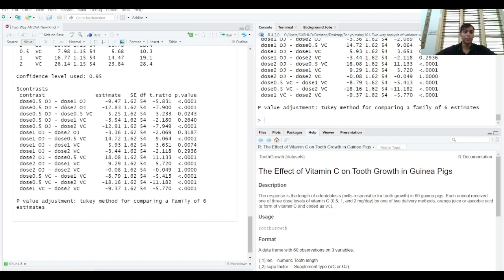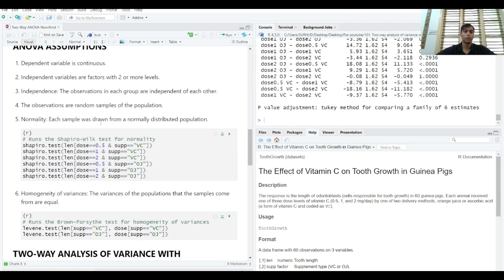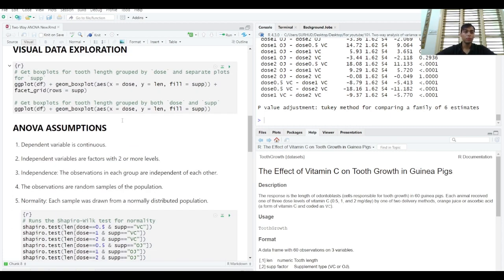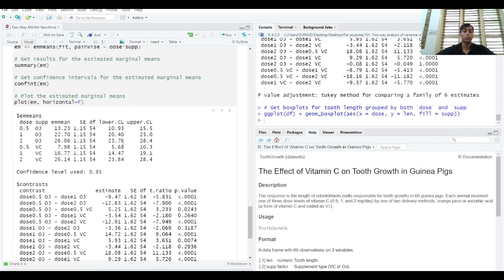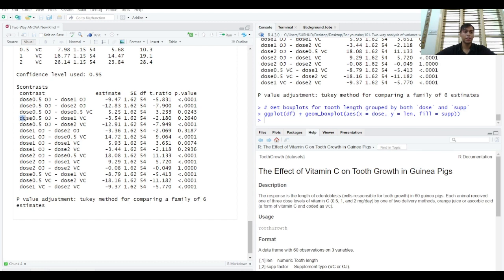We are actually interested in this because we saw here in the data visualization that for 1 and 2 milligrams per day, the delivery system probably does matter. So you can see that for 0.5 milligram per day between OJ and vitamin C, the estimate is 5.25. There's a difference between the type of delivery, and the result is also statistically significant. Mind you that these p-values have been adjusted for multiple comparisons automatically using the Tukey method. So we can see that yes, at 0.5 milligram per day, the delivery system does matter.